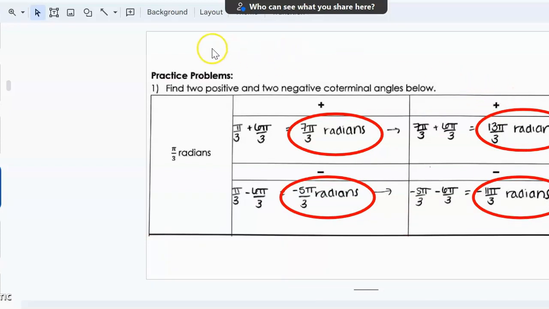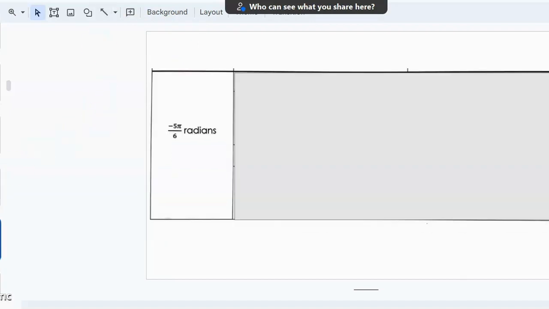All right, so if you stuck with me for this problem, let's see if you can now go to the next one. So your next angle is negative 5 pi over 6. Your goal is to try to get 2 positive coterminal angles and then 2 negative. So for positive, go ahead and start adding. For negative, go ahead and start subtracting. So pause it and then check it, see how you did.